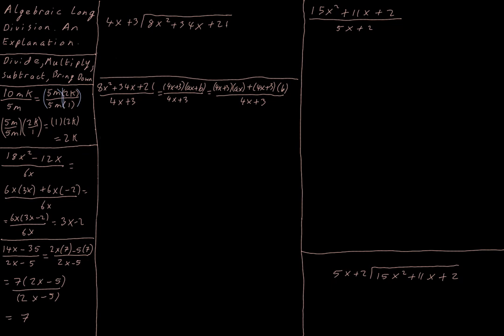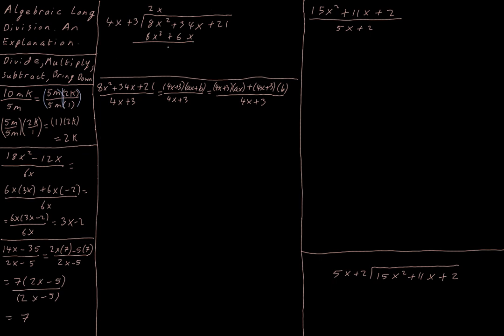So what do I do when I want to do this long division? I take the highest power here and I divide it into the highest power here. Very similar to what I did here. 2x went into the highest power here. So that's where my division first comes in. 4x divided into 8x squared goes in 2x times. Then multiply: 2x times 4x is 8x squared. 2x times 3 is 6x.